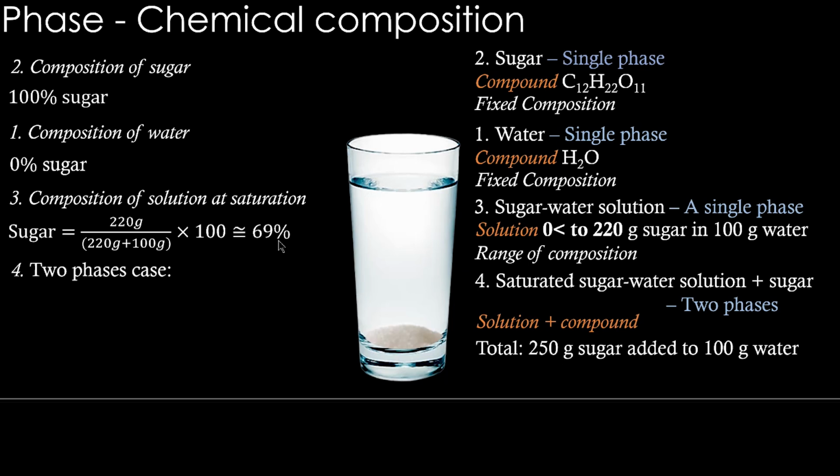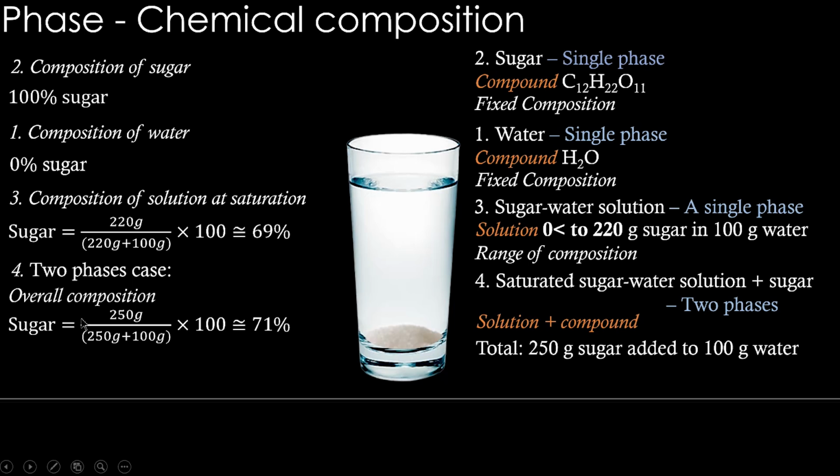So when we add 250 grams of sugar and form two phases, how will we express the composition there? One will be the overall composition, which is the composition of the entire vessel. In that, sugar is 250 grams. The total is 350 grams, adding the 100 grams of water. So we will get 71% sugar. That is the composition of the entire vessel.